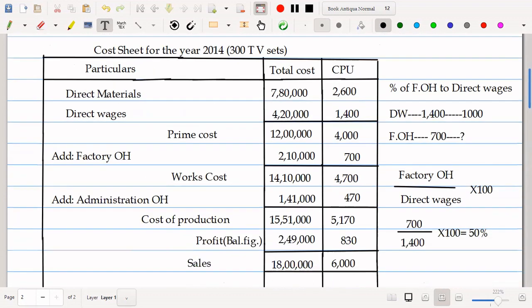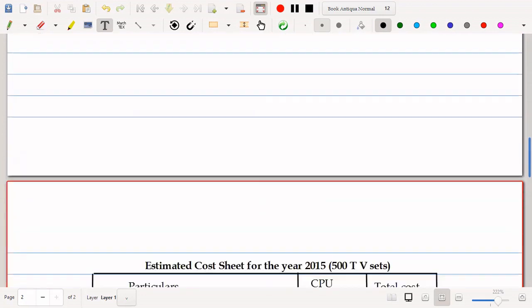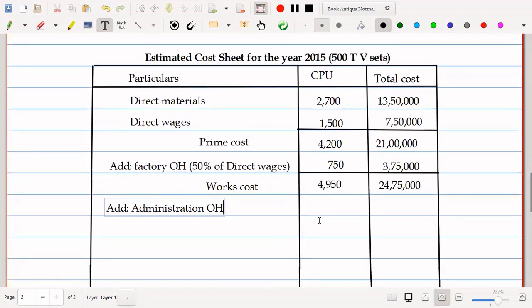That is 1,41,000. It is said that it remains fixed. So the total 1,41,000 is taken as the same. Now you divide this 1,41,000 by 500. This is for 500 TV sets. For 1 TV set, what will be the amount? So it comes to 282.